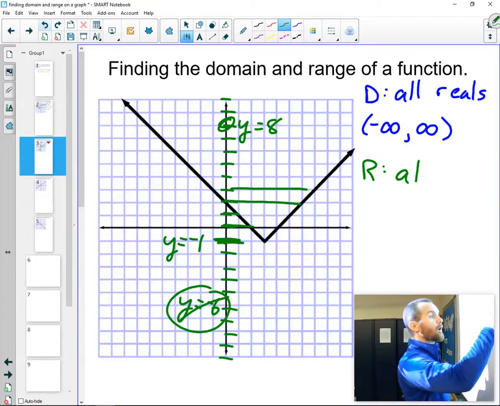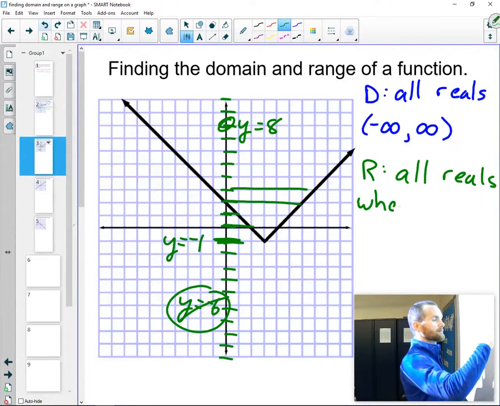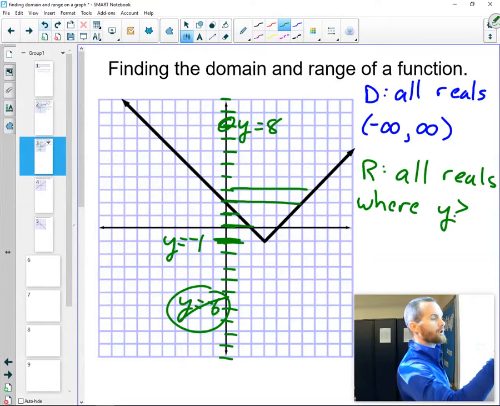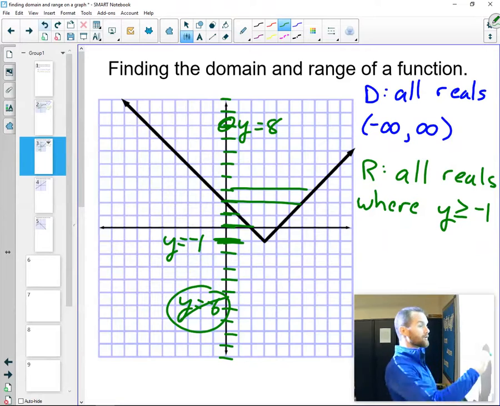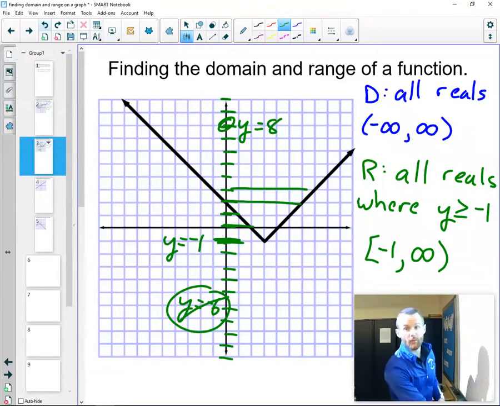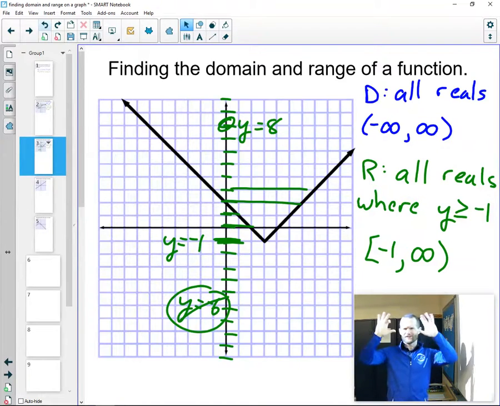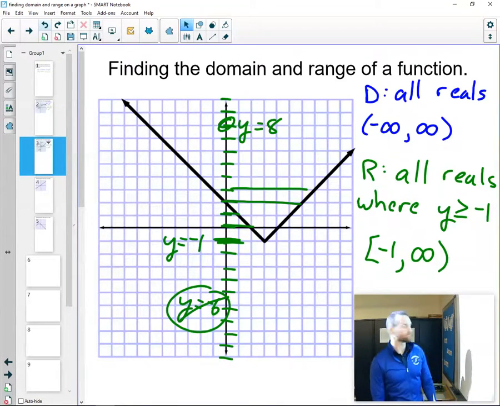So the range will be all reals where y is greater than or equal to negative 1. And if we wanted to write that in set notation, it's including negative 1, starting at negative 1, going to positive infinity. And there we go. The domain was all reals. The range was all reals where y is greater than or equal to negative 1, written in sentence form and in set notation.